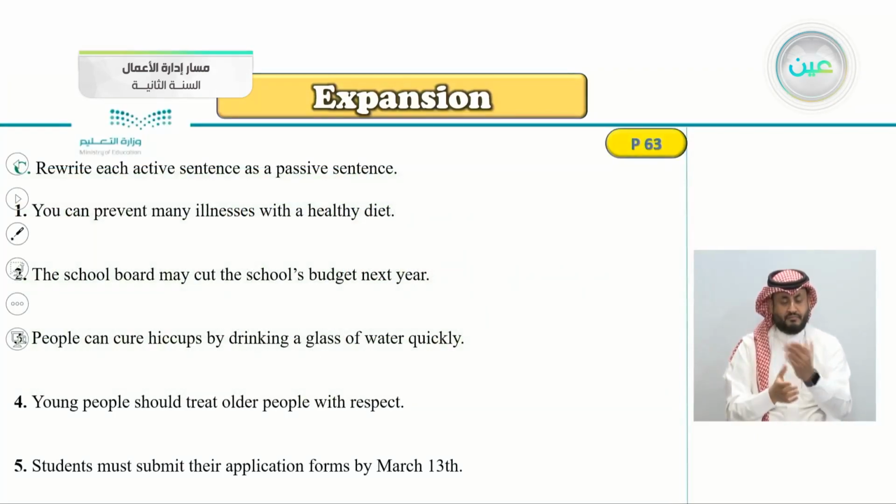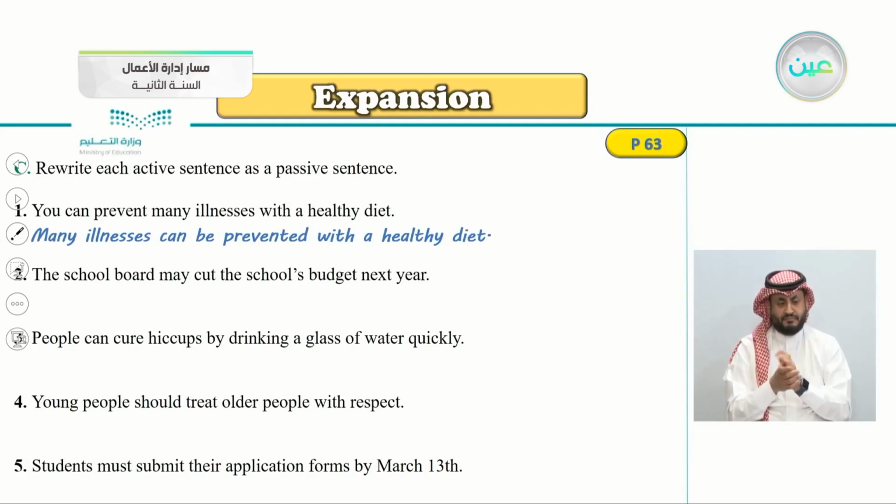So let's get back, rewrite each active sentence into a passive sentence. You can prevent many illnesses with a healthy diet. So, many illnesses, begin with the object, can be prevented. The modal, be, then the past participle. Can be prevented with a healthy diet. So I think now you know how to answer.